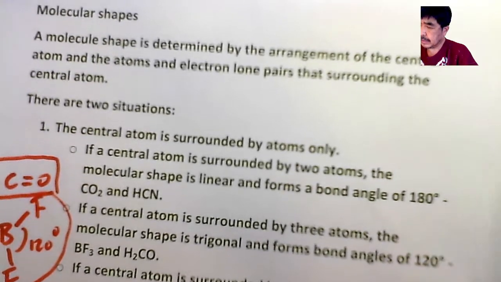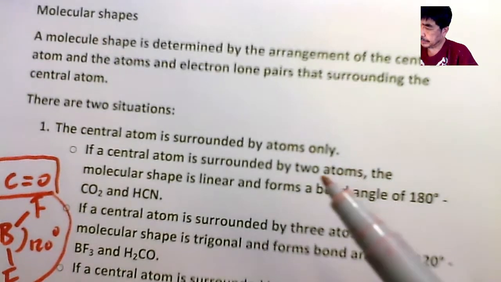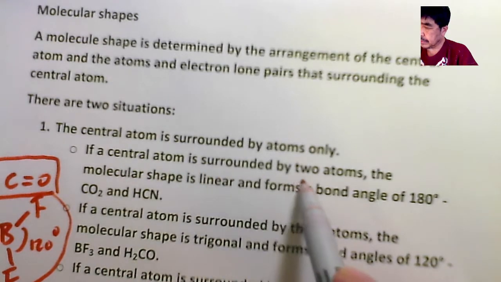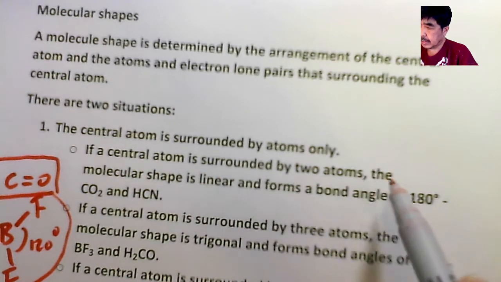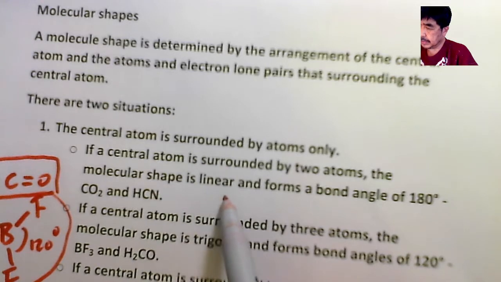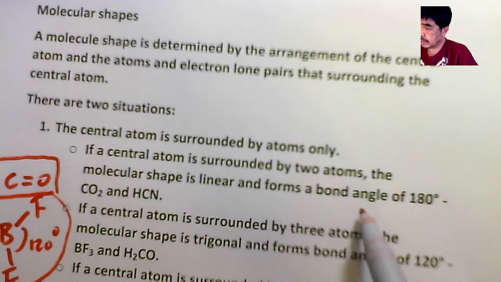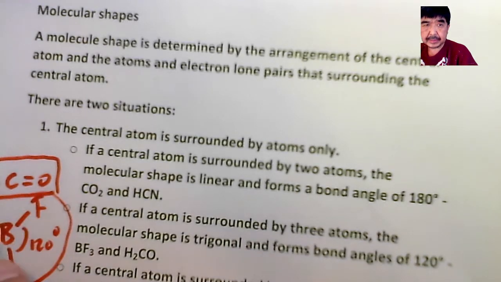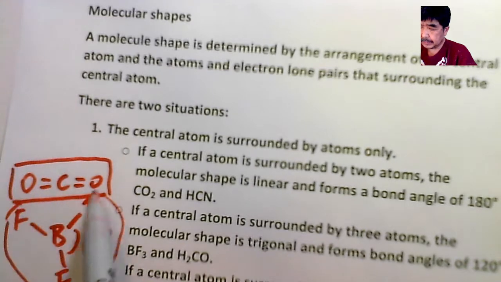The first one is called linear. If a central atom is surrounded by two atoms, the molecular shape is linear, and forms a bond angle of 180 degrees. The example is carbon dioxide here.